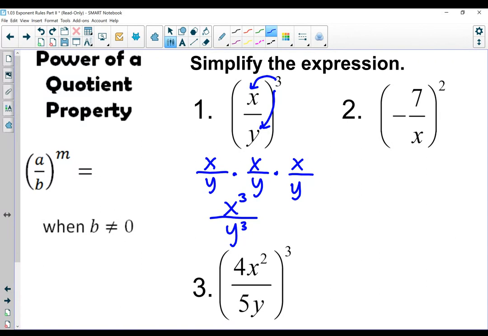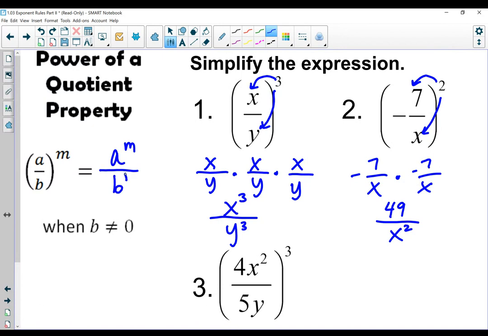I have negative 7 over x being squared, which means I have a negative 7 over x times itself, negative 7 over x. So there's 2 factors. Negative times negative is positive 49, and x times x is x squared. So again, it's like I took that 7 and I squared it, or a negative 7 and I squared it, and I took the x and I squared it. So we're going to write this property. If that fraction is being raised to the nth power, we're going to write that as a to the nth divided by b to the nth.